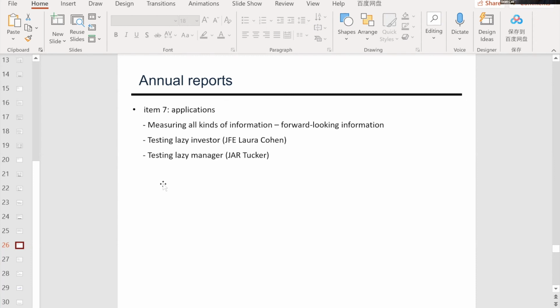So what does lazy manager mean? Sometimes this year's Item 7 is almost exactly the same as last year's Item 7. When you find this year's Item 7 discussion is the same as last year's, what does that mean? That means the manager is lazy. They just file boilerplate. They just keep talking about things in the past. So these are the lazy managers. You can tell that if this year's Item 7 is too similar to the previous year's Item 7, the manager is lazy.